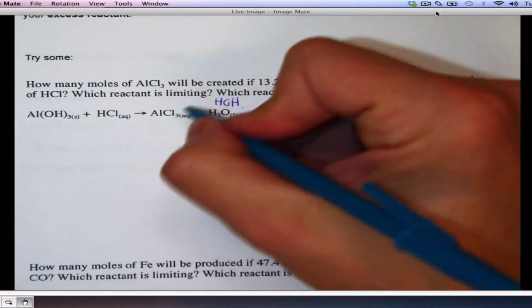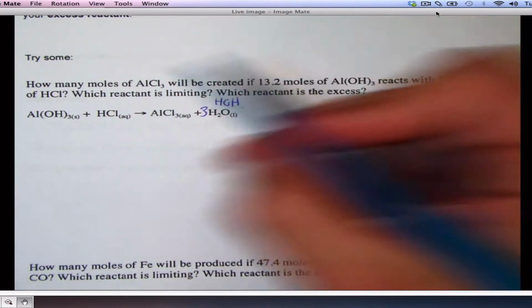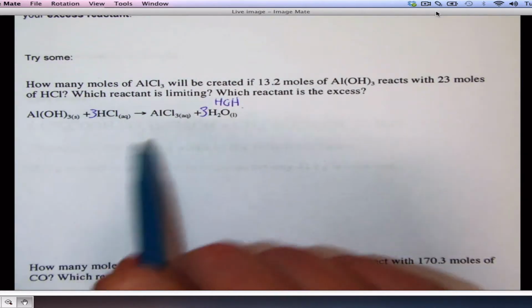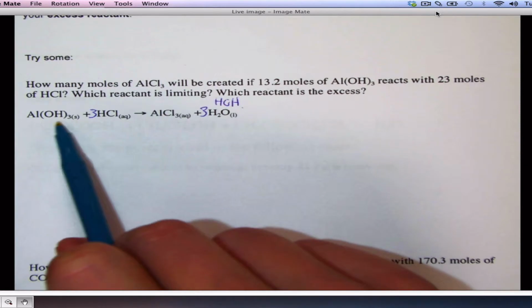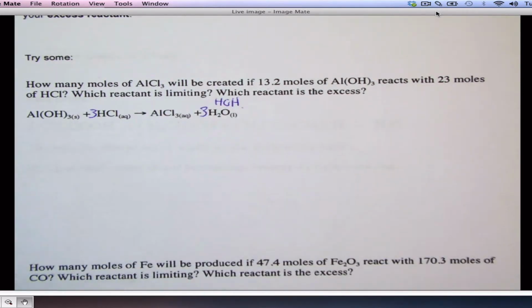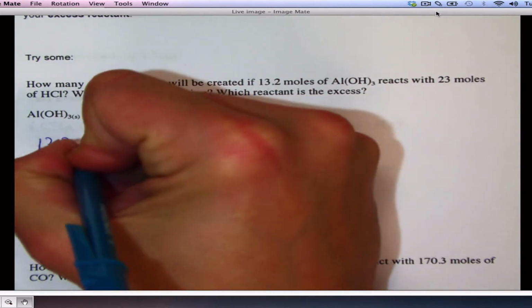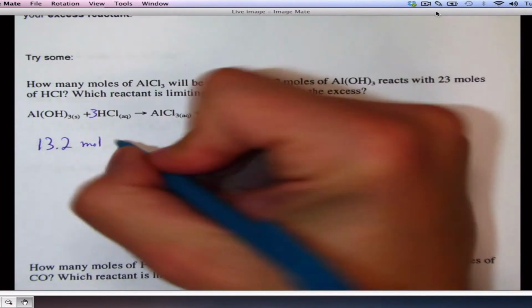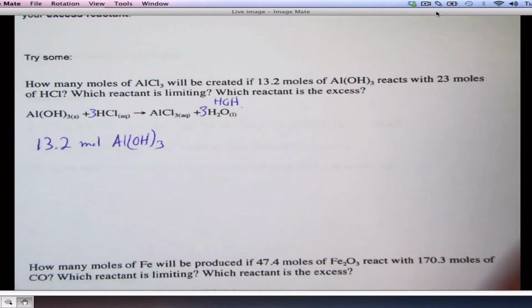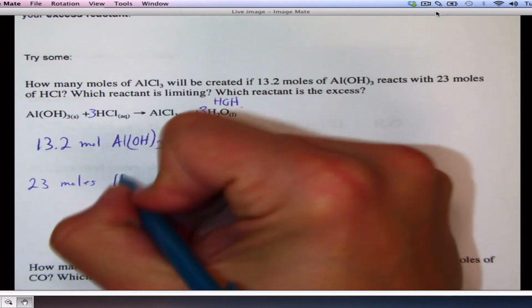So the best thing to do would be put a 3 in front of this, and then we put a 3 in front of that. Let's see what we got. Now we got aluminums are good, chlorines are good, 3 OHs, 3 OHs, 3 H's, 3 H's. Now we're balanced. All right? Now we got a balanced reaction. Now we can write down our givens. So 13.2 moles of Al(OH)3, and then we have 23 moles of HCl.